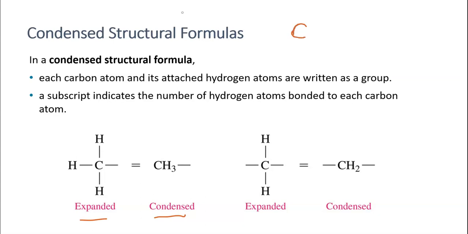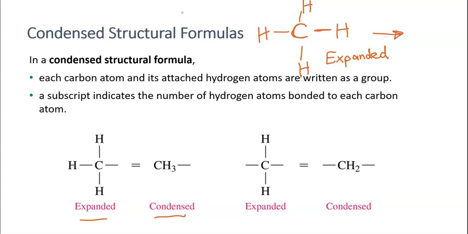So if I draw the expanded structural formula for methane, I will show the four bonds in an expanded way like this. So I draw all four carbon-hydrogen bonds, expanding the carbon-hydrogen bond, showing a dash in between the two atoms. So this is called expanded structural formula. So how can I convert this into a condensed structural formula?